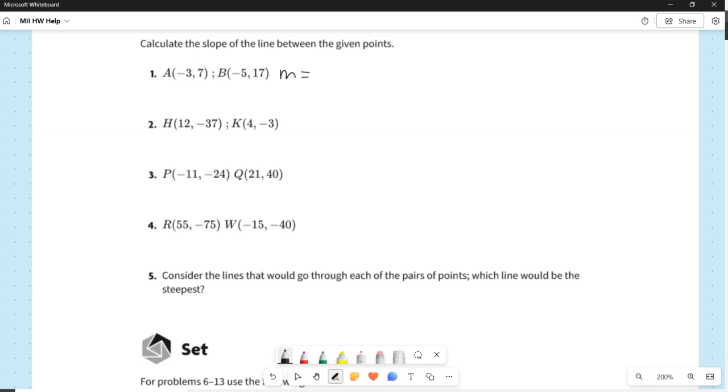Now, conceptually, slope is the rate of change, which means it is the change in y. That's a Greek letter delta, a capital delta. In math, delta is commonly used for change. So it's the change in y over the change in x. Now, if we were given the graph, we could count the boxes. Rise over run is how that's commonly referred to.